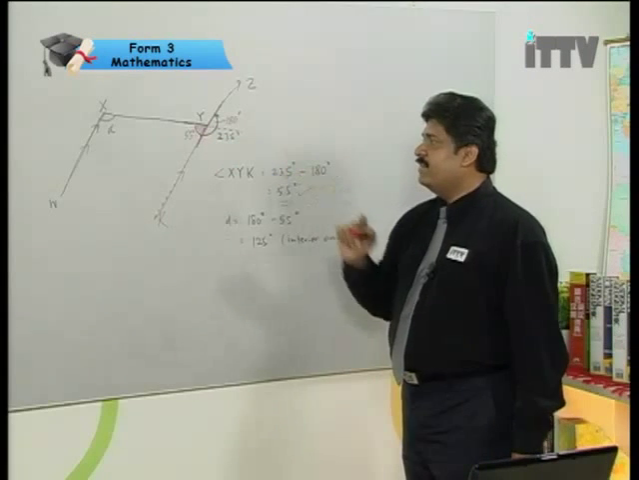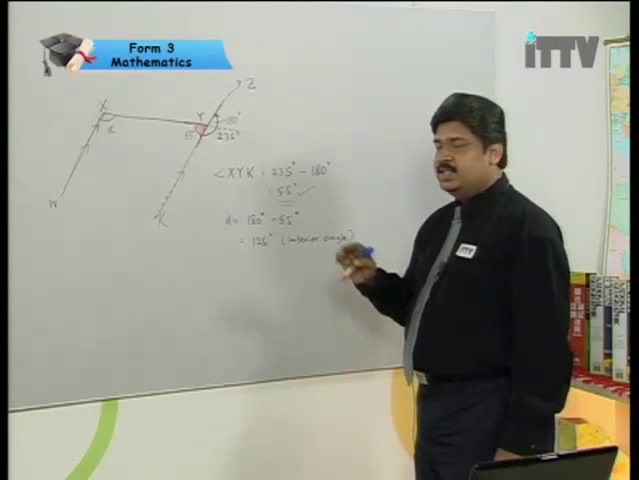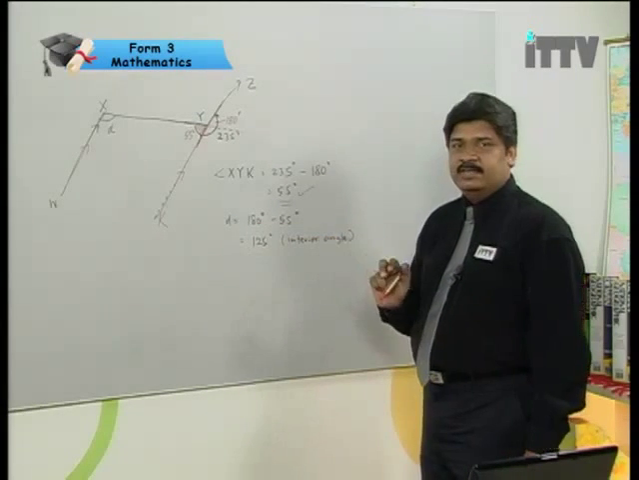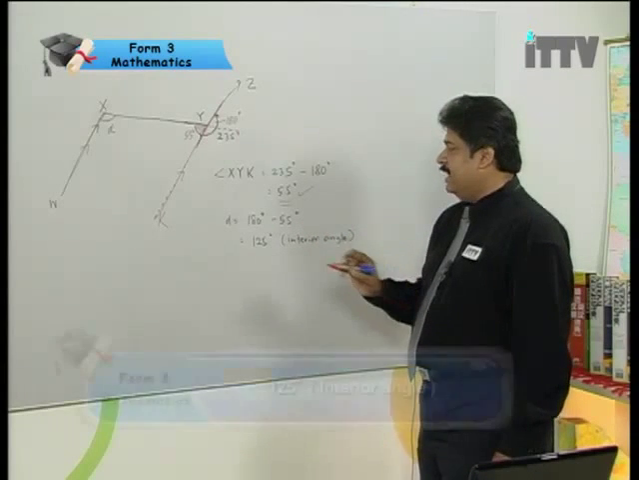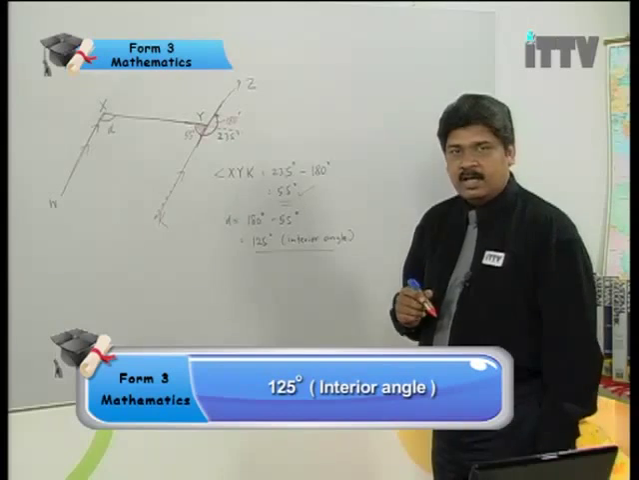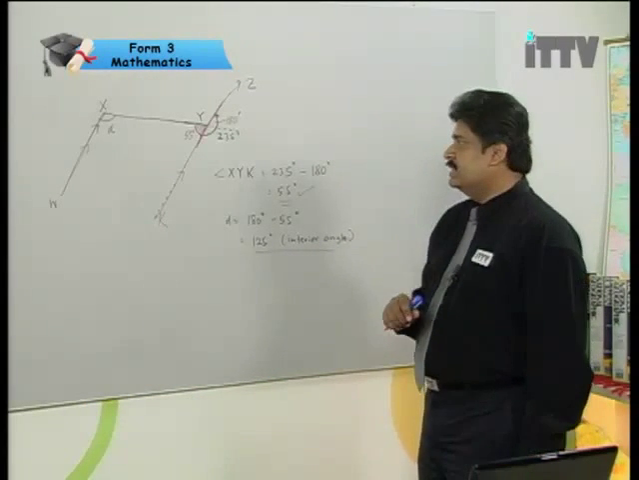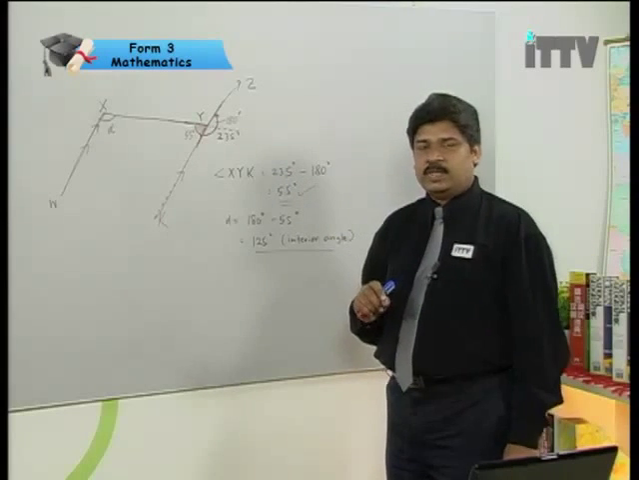How then can I find the value of D? To obtain the value of D, I just take 180 degrees less 55, I should obtain 125 degrees, concept being an interior angle. So students, you can see how tricky this question is.